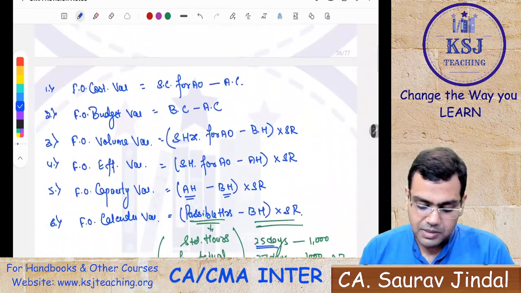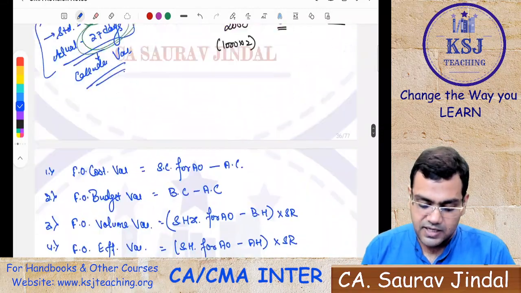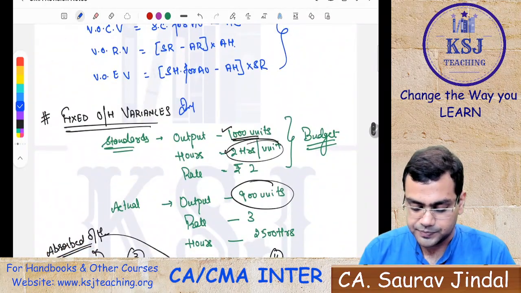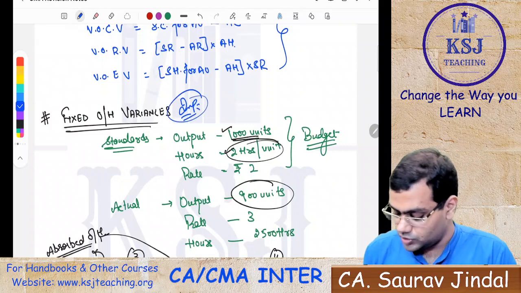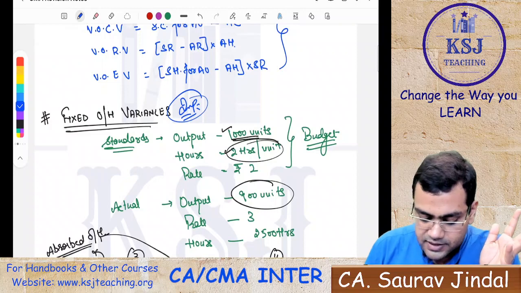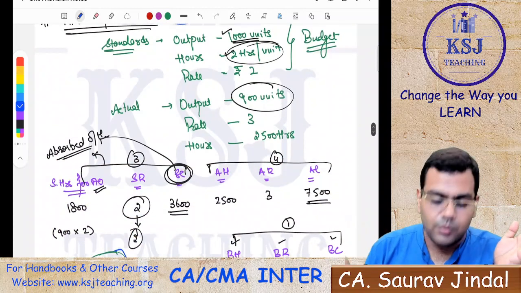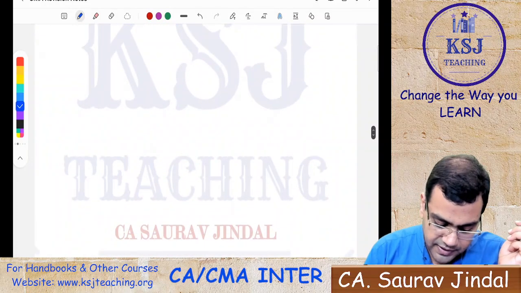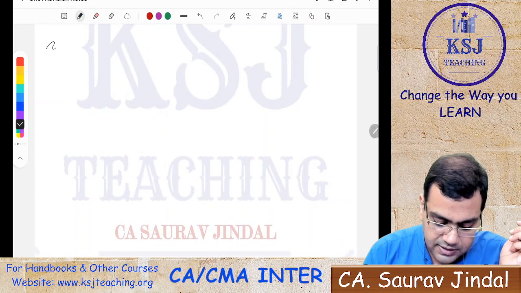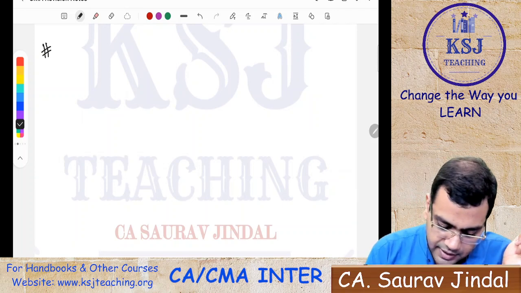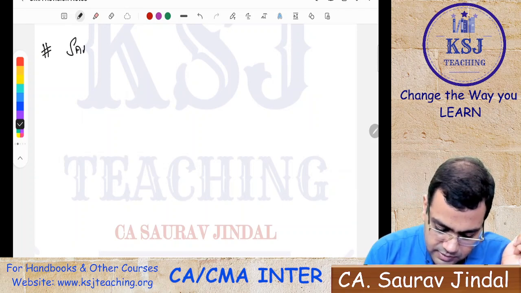So this is all about the fixed overhead variances. This is one of the most important parts. I hope this much is clear. This is very, very important, sir. Now, coming to the last part, that is the sales variances. Sales variances is comparatively simpler. It is there in the paper number 10, right? But I'll cover it here also.